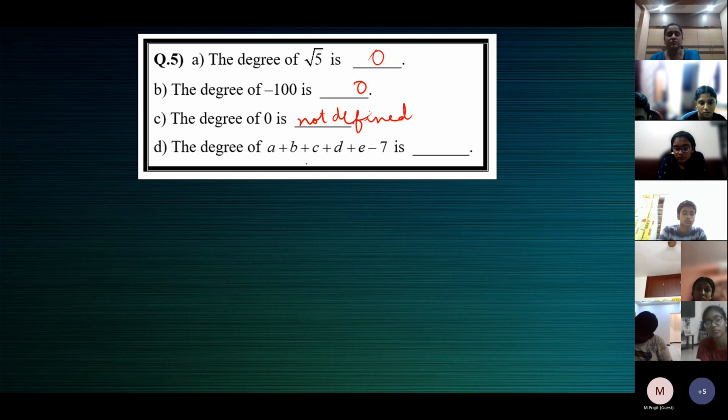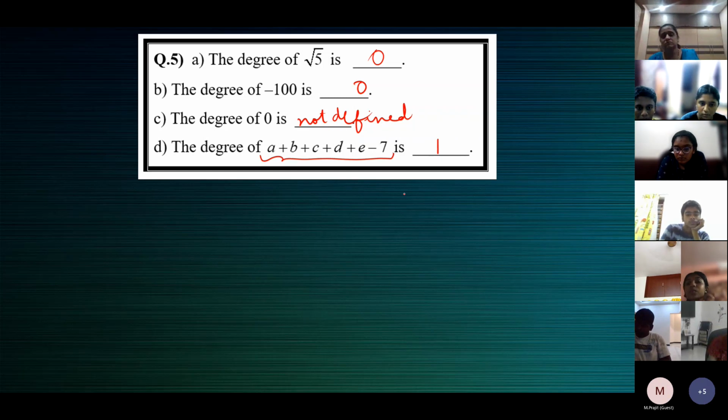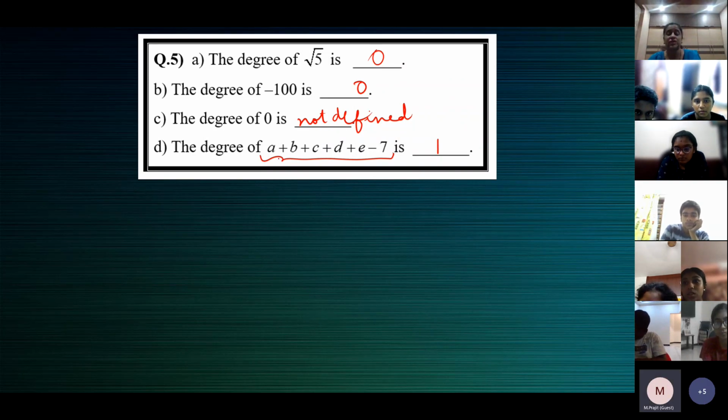What about the degree of this expression? 1, ma'am. So is it a linear polynomial? Yes, ma'am. It is a linear polynomial. In how many variables? A, B, C, D, and E. 5 variables. It's a linear polynomial.